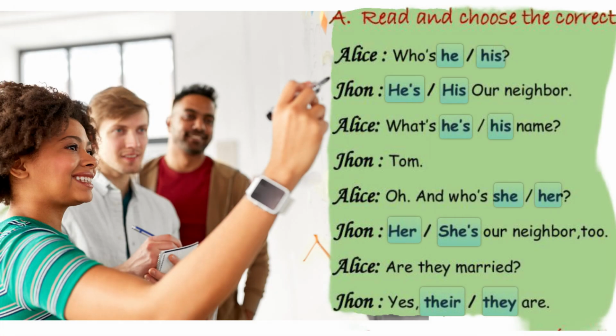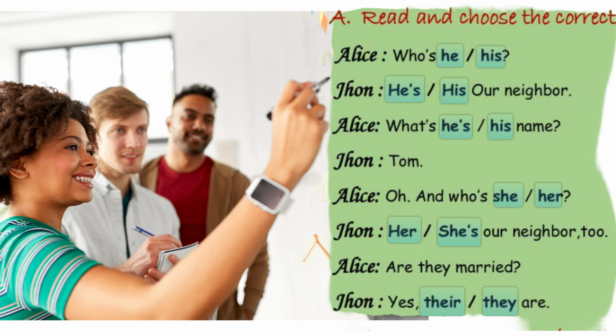Let us do an exercise together. We then choose the correct answers in this dialogue between Alice and Joan. Alice asks a question in the beginning, who's he? Or does she say, who, his? Joan replies, he's our neighbor, or his our neighbor.